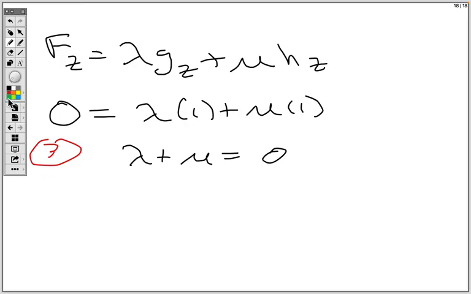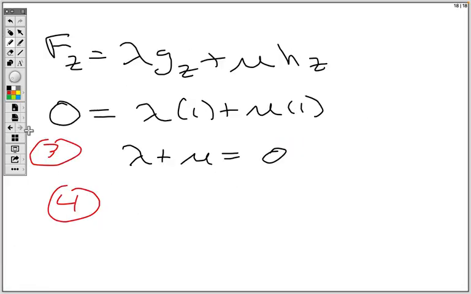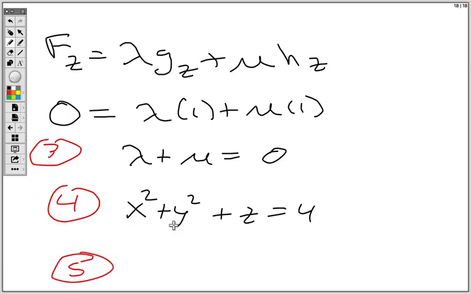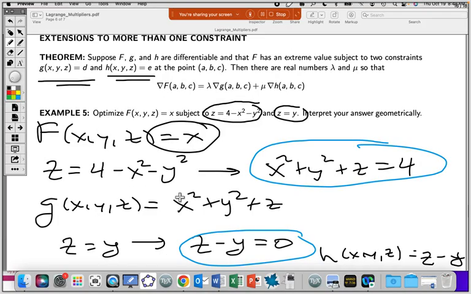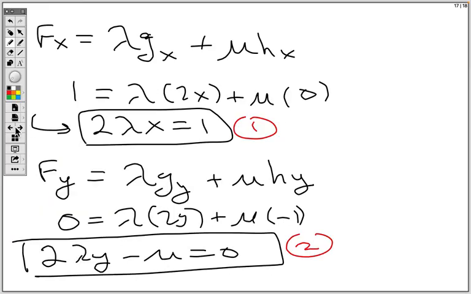And then equation 4 is the constraint equation with the g in it. So equation 4 is just x squared plus y squared plus z is 4. And equation 5 is the equation that h, the constraint from h, z minus y is 0. All right? And now it just becomes a bunch of substitutions and eliminations. So if I look back at these equations that I've got, there's all kinds of things we can start doing.